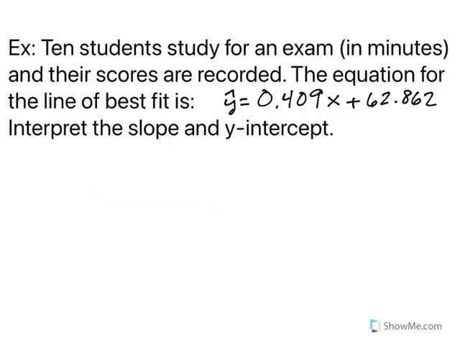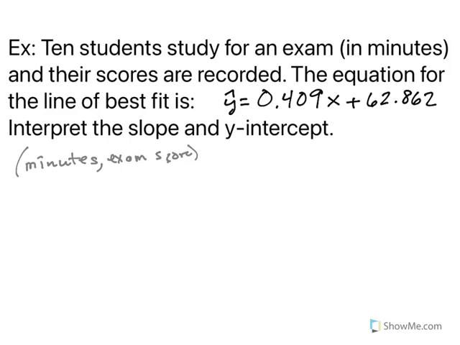10 students study for an exam in minutes, and their scores are recorded. The equation for the line of best fit is y equals 0.409x plus 62.862. Interpret the slope and the y-intercept. All right, so we're talking about study time in minutes. So you study, that's the input. The output is the exam score. So in thinking about an ordered pair, we have the number of minutes studied, and then we have the exam score.